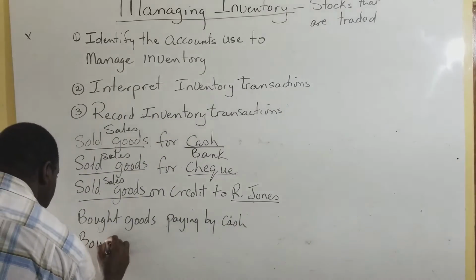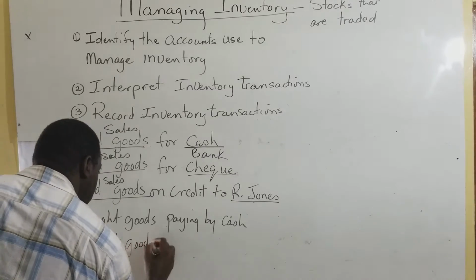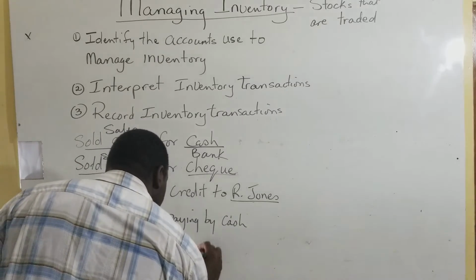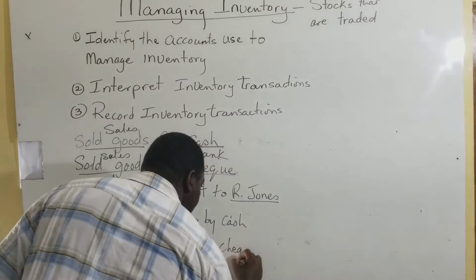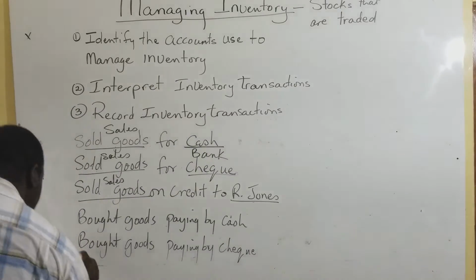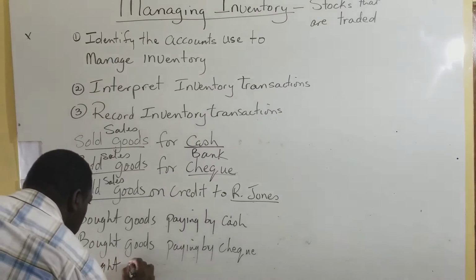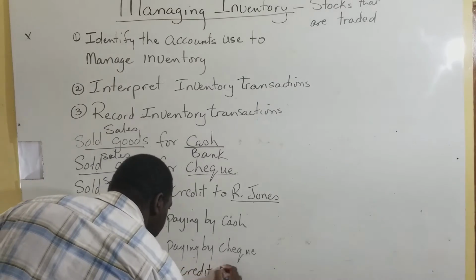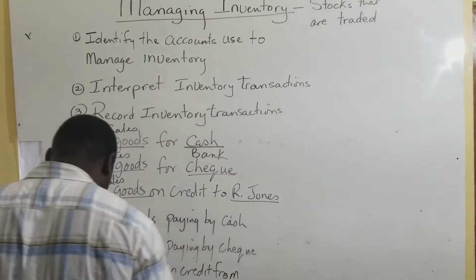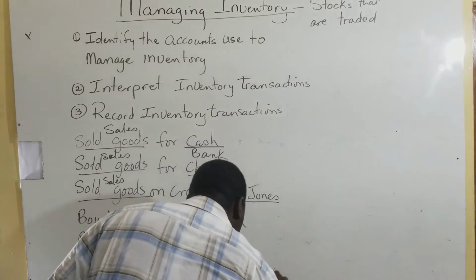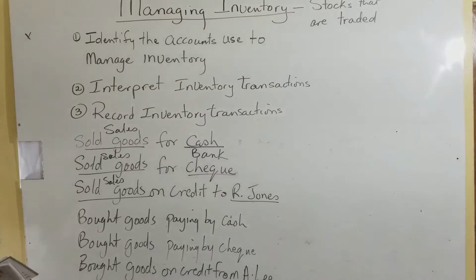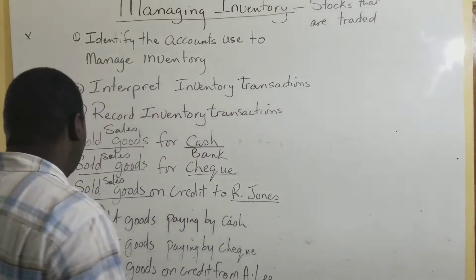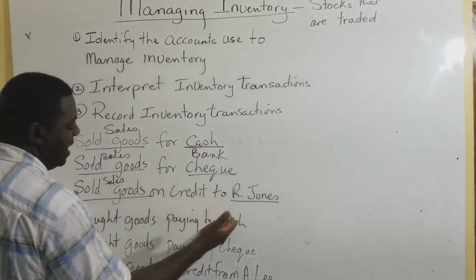Next, bought goods paying by check. And the next is bought goods on credit from a lead. Three sets of purchasing transactions here. So, what are we seeing? We bought goods paying by cash.